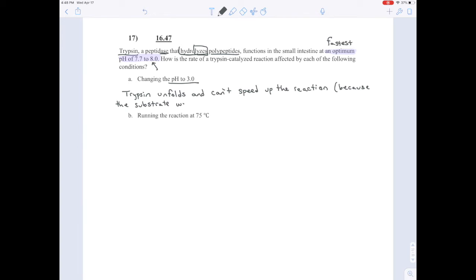The substrate won't fit into the mouth of the Pac-Man. The active site, if trypsin unfolds, then the active site doesn't have the same shape, and the substrate can't fit in there. And so the reaction happens more slowly. The rate of the reaction slows down.